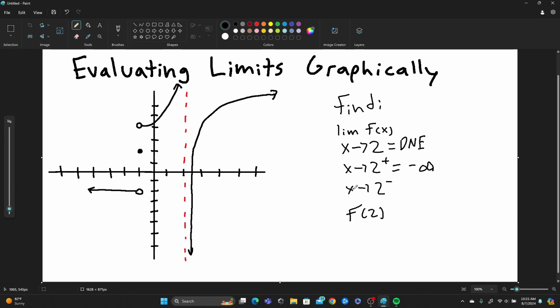When we approach the x value of 2 from the left side, from the negative side, we're going to start on the negative most point of the graph and get closer and closer to the x value of 2. And this is going up infinitely as it gets infinitely closer to this asymptote at x equals 2. That means because it's going up infinitely, it equals positive infinity.